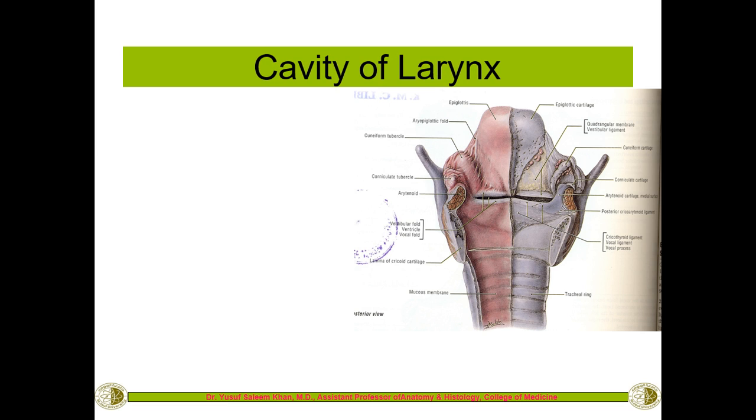Now coming to the cavity of the larynx. Whenever you examine the larynx, you should know some of the important areas where there might be infection, foreign body, or carcinoma. So you should know the parts of the cavity of the larynx. As I said, the larynx extends from the upper border of the epiglottis, that is from the laryngeal inlet, to the lower part of the cricoid cartilage. Here you can see the cricoid cartilage.